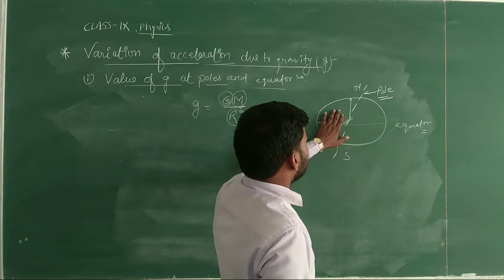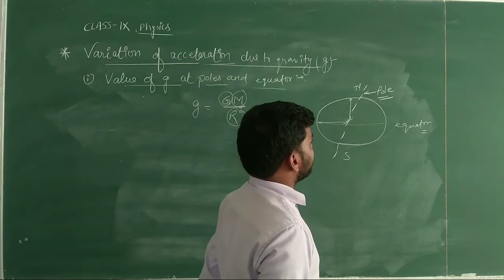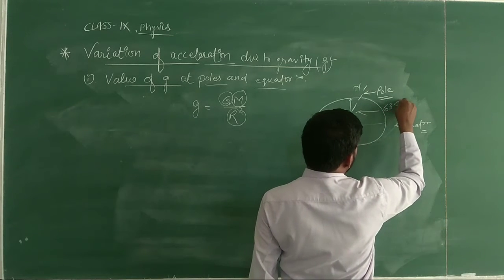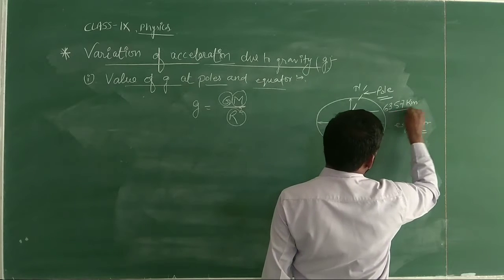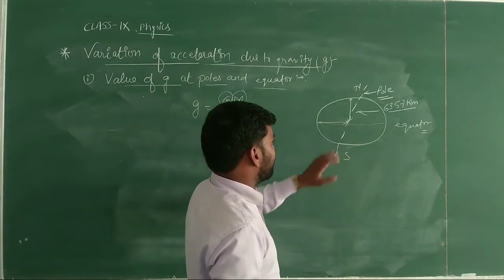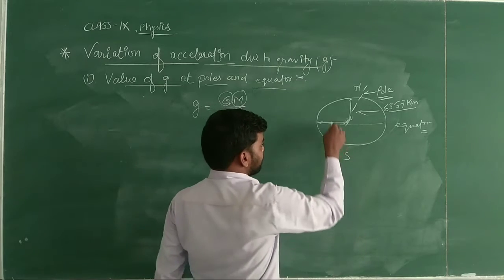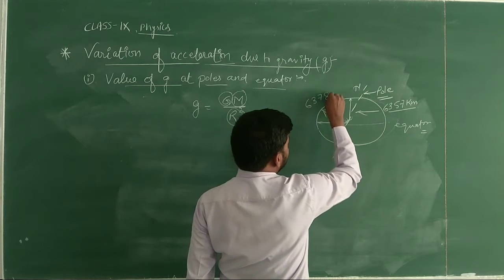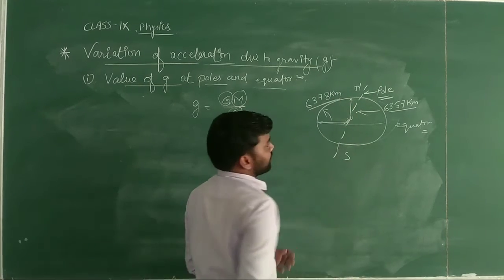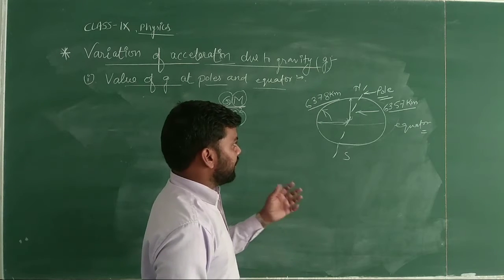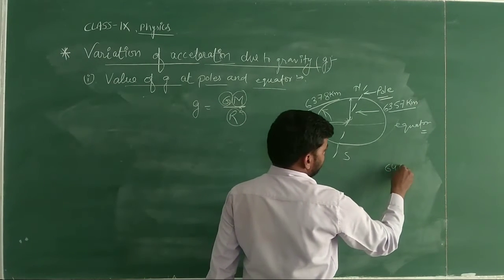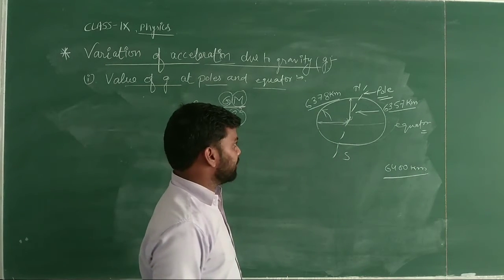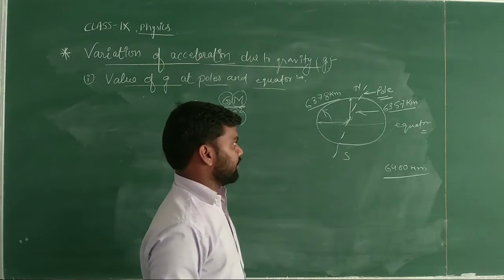The value of radius in the direction of pole is 6357 kilometer, and in the direction of equator the value of radius will be 6378 kilometer. But in our calculations we generally take the radius as 6400 kilometer for convenience in solving questions easily, though the actual radius is different in both cases.